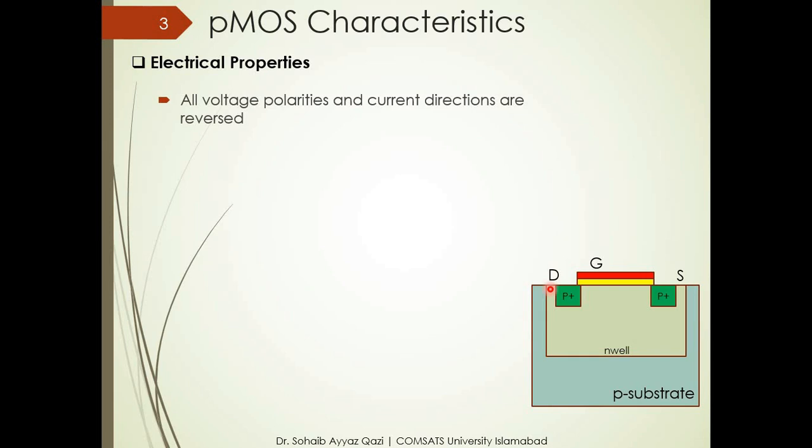If we have to observe our electrical properties, we would say that for pMOS we reverse all voltage polarities and current directions. Here you can see that we apply positive voltage on source terminal, we have a negative voltage at drain terminal, and obviously at gate terminal. Negative voltage doesn't mean we are applying obviously a negative voltage, but a lower voltage here.